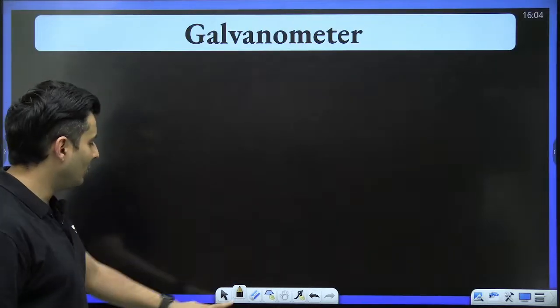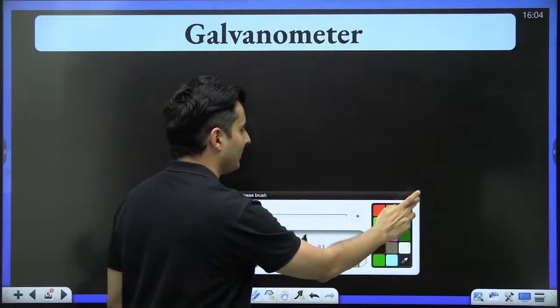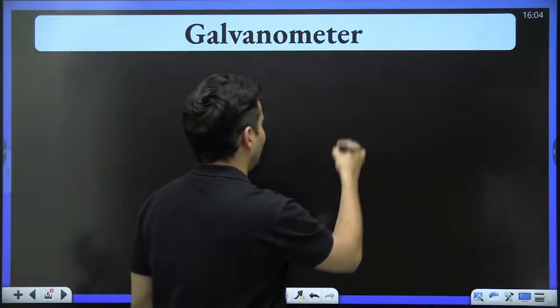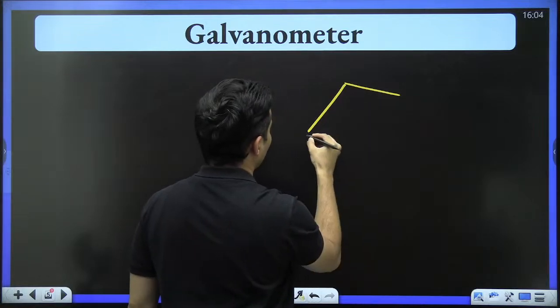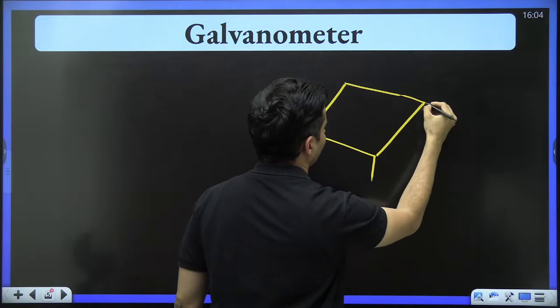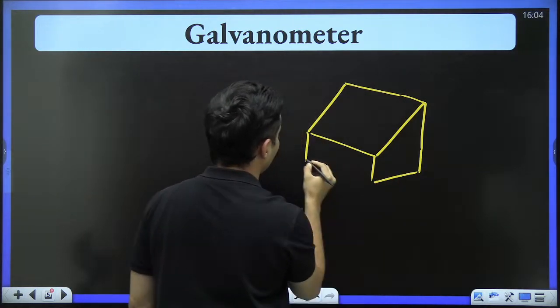So let's start talking about basically the galvanometer. Now, how does a galvanometer look? First, let's see that. So, a galvanometer usually looks something like this.